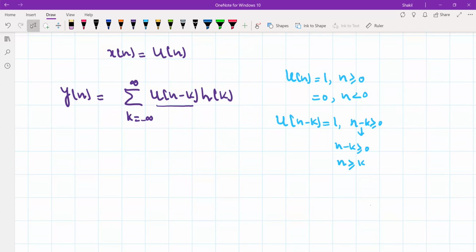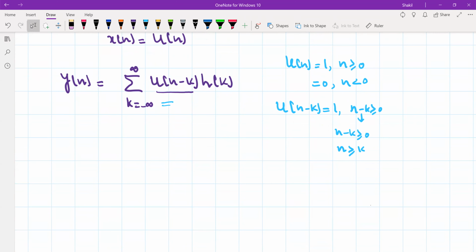Since my variable in this summation is k, not n, how will I define k? When k is less or equal to n. Means in this summation, k never becomes greater than n. So substituting this, we are left with k running from minus infinity to n, because k is always less or equal to n, h of k. So this is the response of the system.